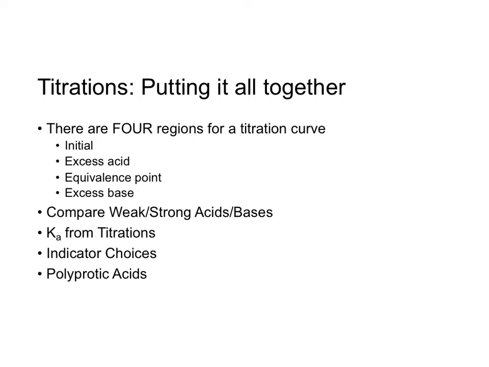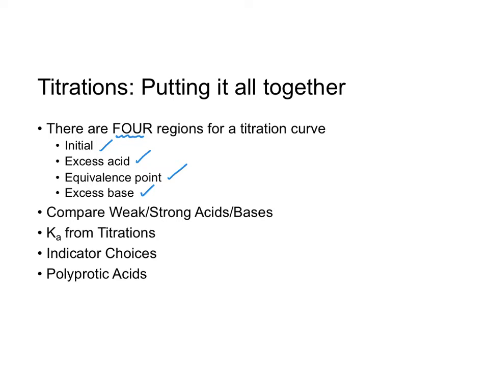So if you think about a titration, we really do have 4 different regions. We have the initial, we have excess acid, we have an equivalence point, and we have excess base. What I'm going to do is label them for you on the pictures that are in your textbook. I normally draw them out, but online it's just so different.